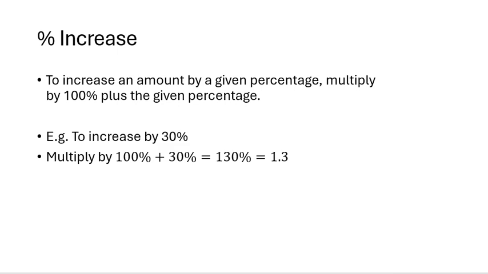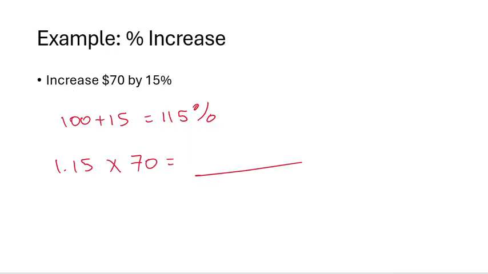Percentage increase. Basically, you're just increasing, so you're just adding the percent to 100. That's all you've got to do. To increase the amount by a given percentage, multiply by 100% plus the given percentage. So if the question says increase by 30, just make sure you add first. Add first. You could essentially just type in 130% times whatever the number is. But we'll go through some examples now.